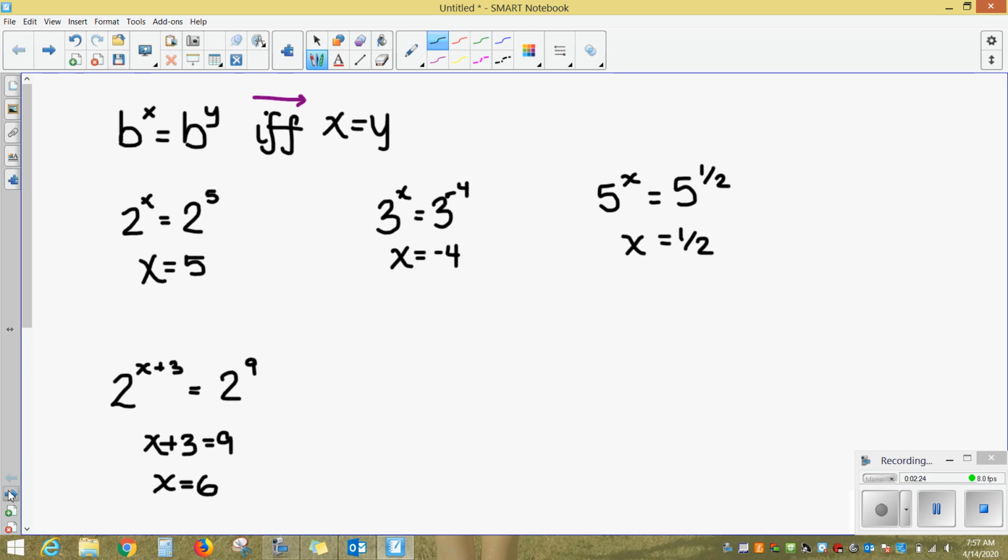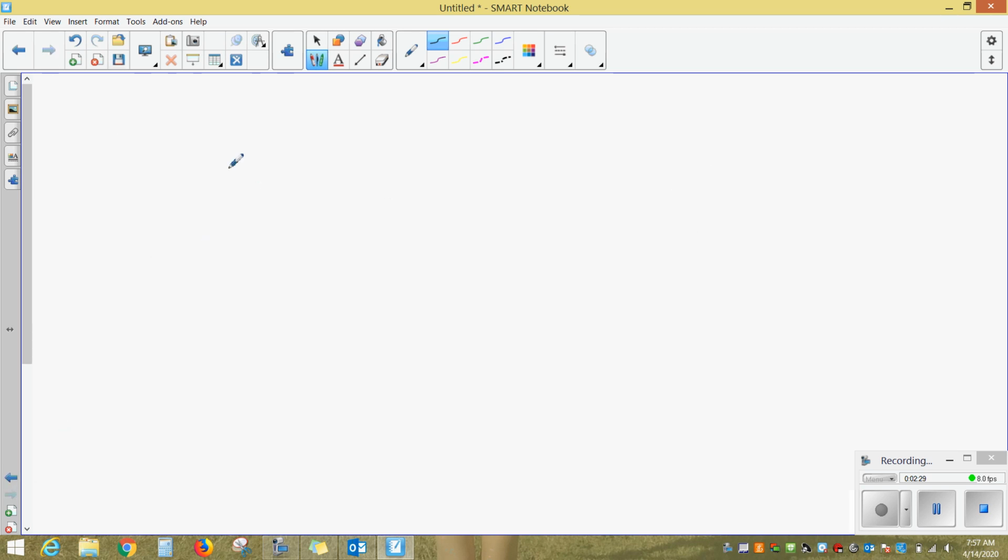So if I can make the bases the same, then I know the exponents have to be the same. And I'll just keep saying it over and over again. So maybe my equation says 2 to the x equals 16. If I'm trying to solve for the exponent, the first thing I want to do is determine whether or not I can write both sides as powers of the same base. Meaning if I can write 16 as a power of 2, then my job is easy. Because if 2 to the x equals 2 to the 4, then that can only happen if x equals 4.